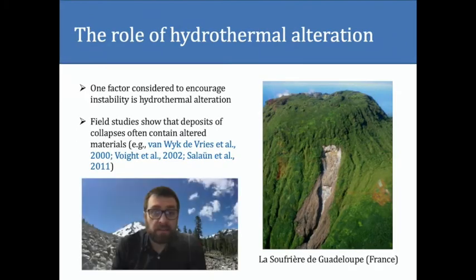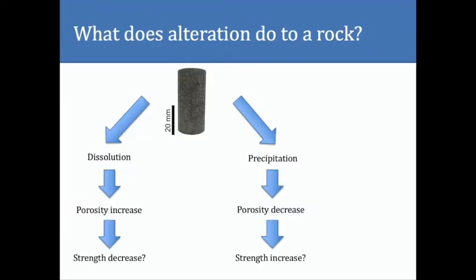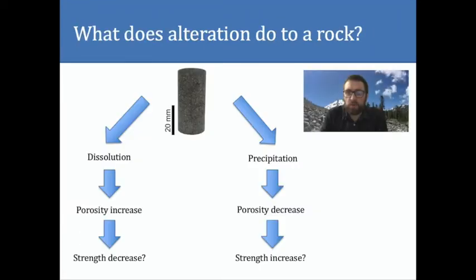One factor considered to encourage instability is hydrothermal alteration. This is because hydrothermally altered rocks are frequently found within the deposits of partial flank collapses. The photograph shows a scar of a landslide at La Soufrière de Guadeloupe. As you can see from the image, the rocks forming the scar are white and yellow, the result of hydrothermal alteration. But what does alteration do to a rock?